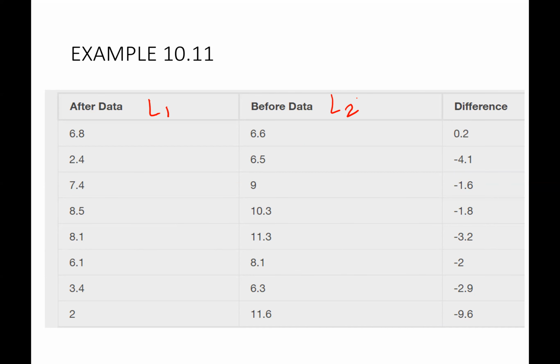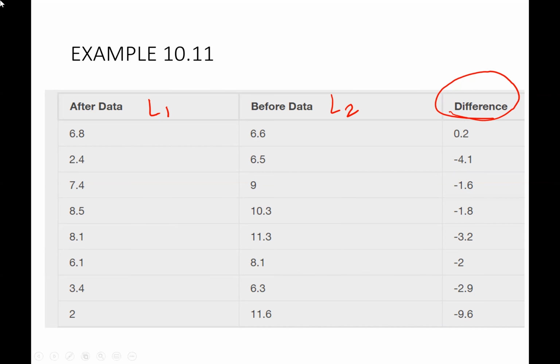Have you got it in? Okay. So like I said, it really doesn't matter where you put the before or after, but what we're interested in is the difference. So you could calculate these differences, which is what they did, and then put that in a list. It's too much work because your calculator can calculate the difference for you.